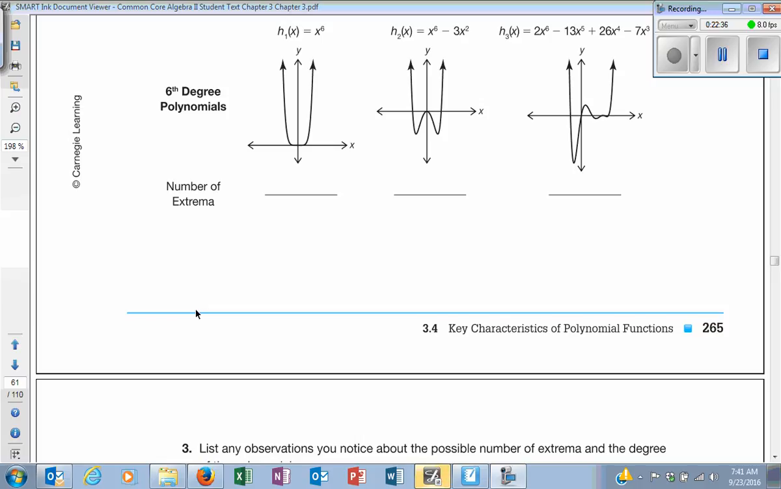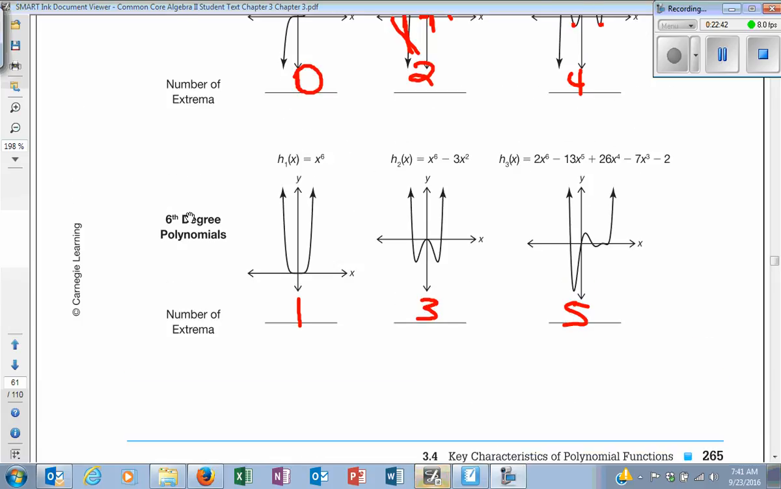How many does this have? It's got 1. How many? Do you guys see the pattern here? What degree was this? Do you see it was to the 6th degree? What are the possible extrema that it can have, because these are all the possibles of 6th degree if you've noticed? 5, 3, and 1.